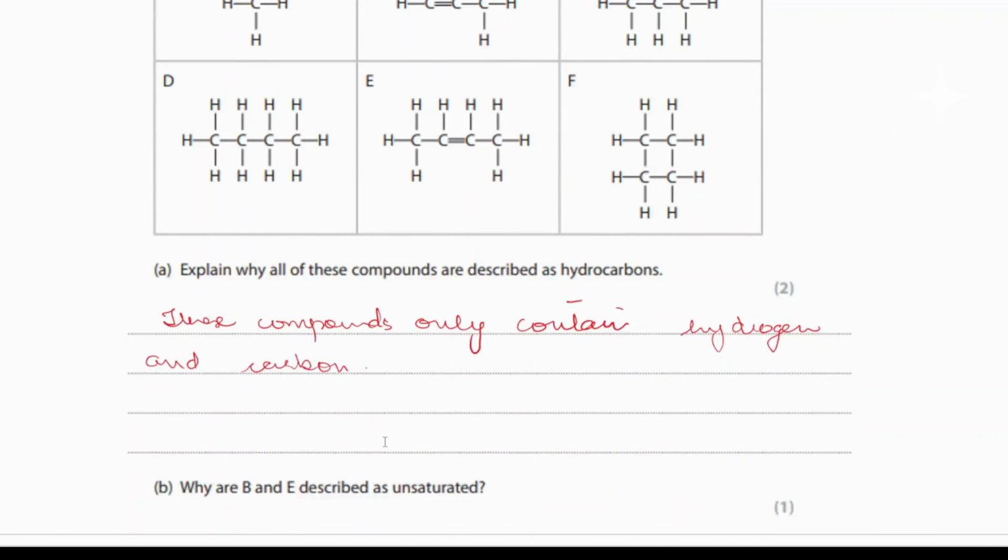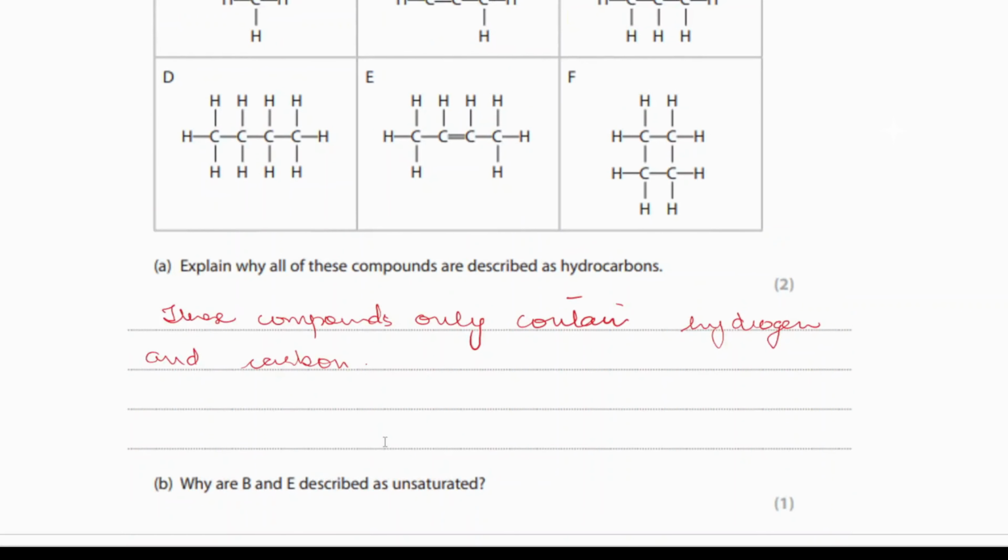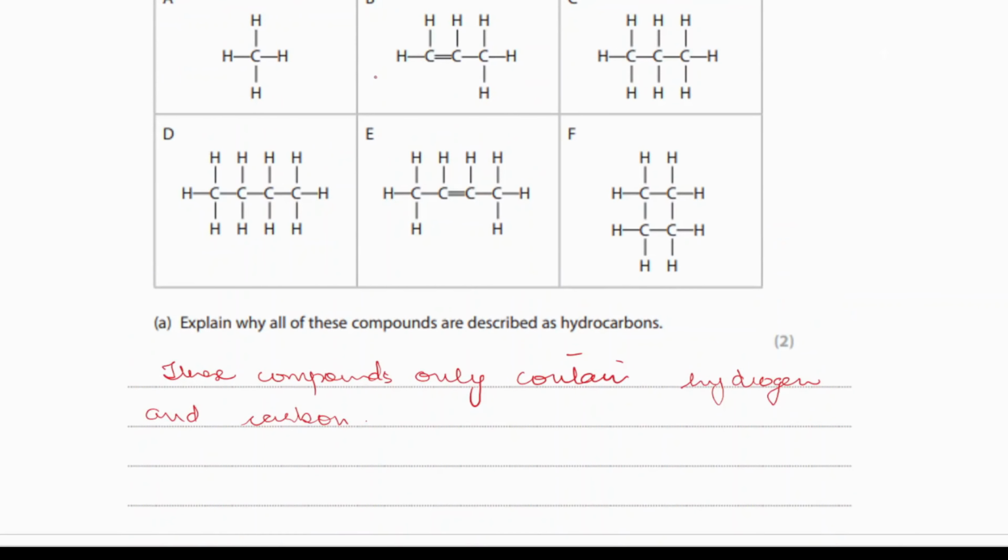Among these, B and E are described as unsaturated. Why so? This part we have missed. What is unsaturated? Exactly. It's because they have a double bond, so they would be classified as unsaturated.